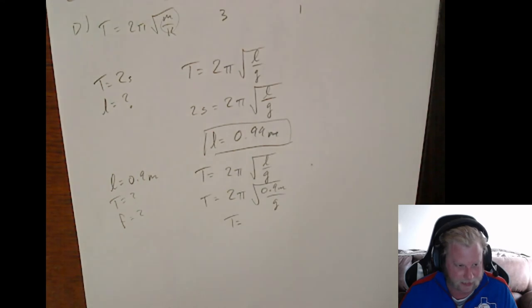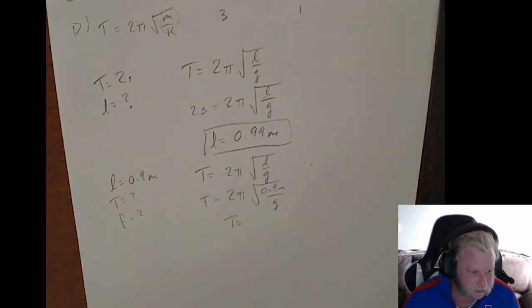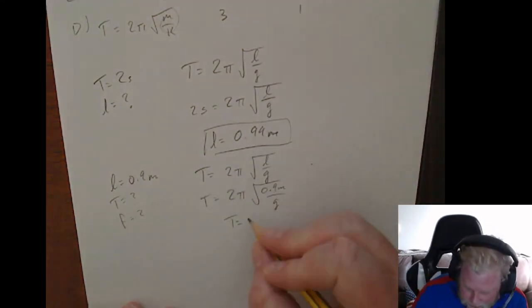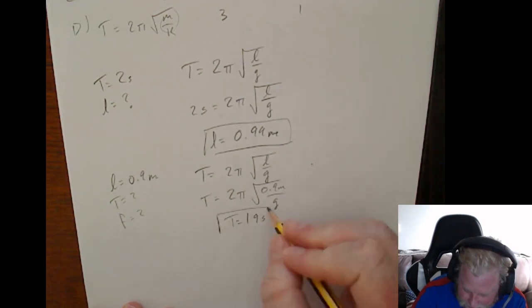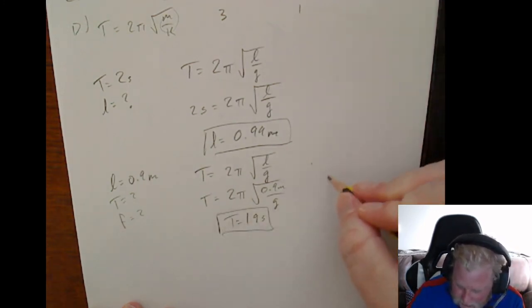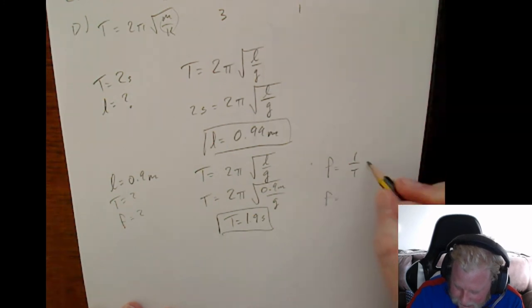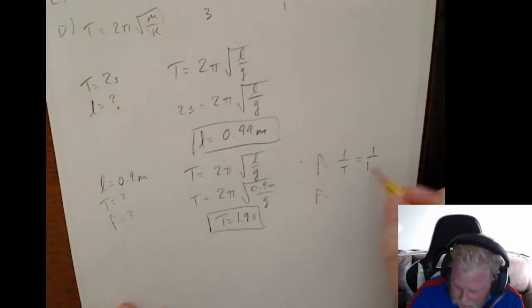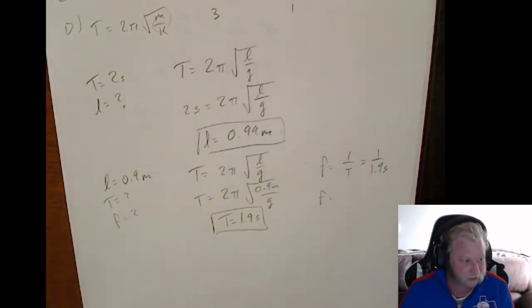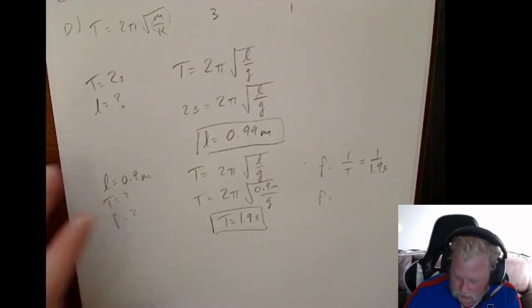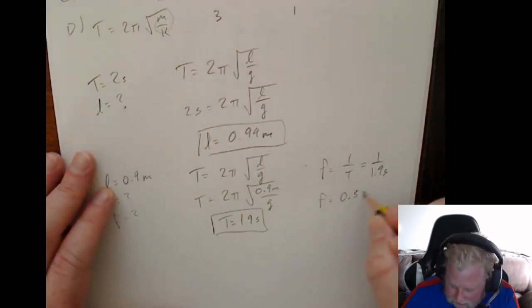So our period comes out to 1.9 seconds. And so the frequency is just the inverse of your period. So 1 over 1.9 seconds. So our frequency comes out to 0.525 hertz.